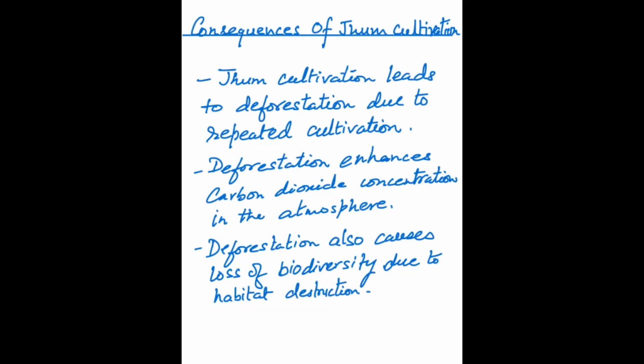So what were the consequences of jhum cultivation? This leads to deforestation due to repeated cultivation. Deforestation enhances carbon dioxide concentration in the atmosphere, and it also causes loss of biodiversity due to habitat destruction. Habitat destruction means when the trees are cut, the birds no longer have their nests. Several animals living in those areas of the jungle don't have their residence.